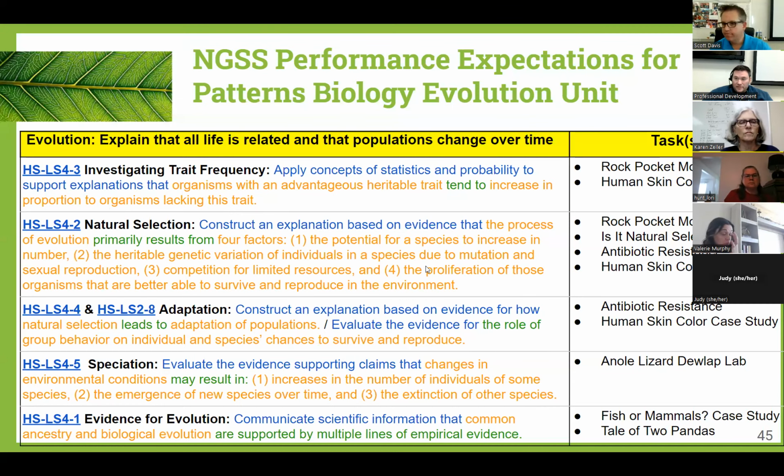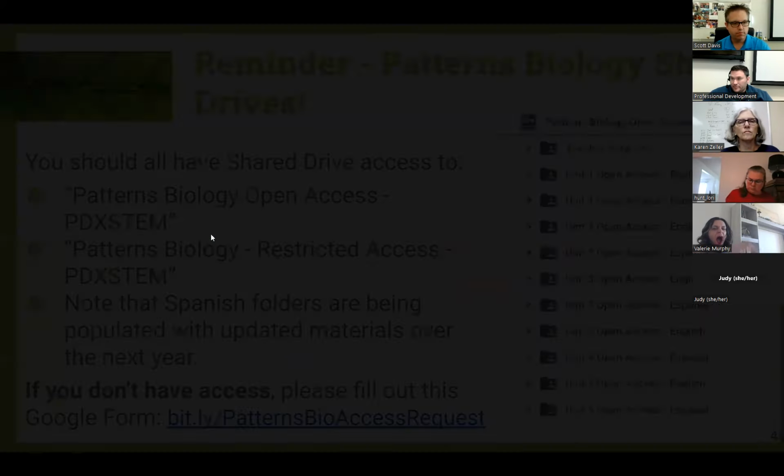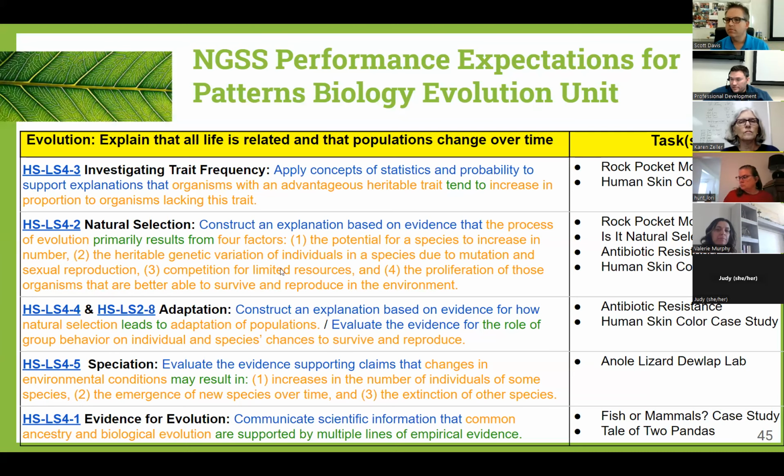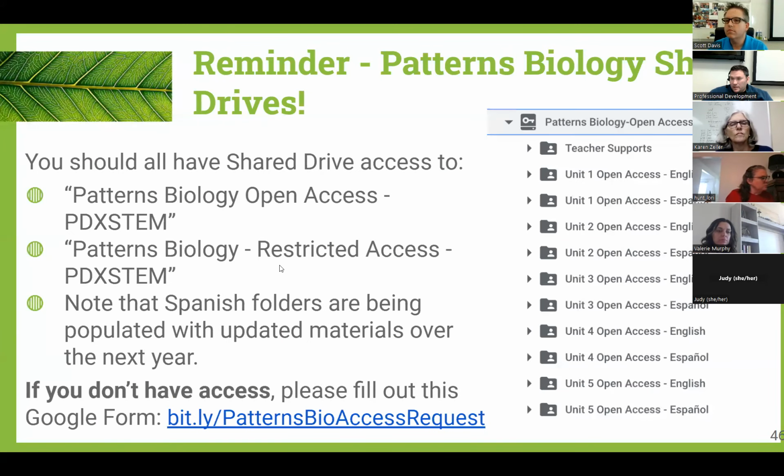Okay, so just kind of taking you through to the end, we're almost done. You can see here where the tasks line up, where they match the standards and the performance expectations. Make sure that if you need access, you go to this link to get that access. As Scott said at the beginning, make sure you have your things unhidden so you can actually see them.